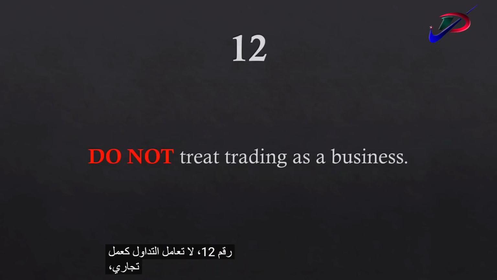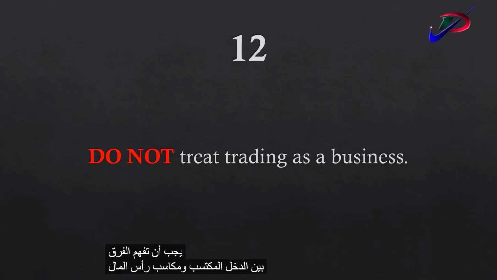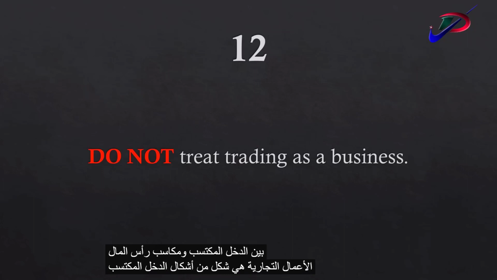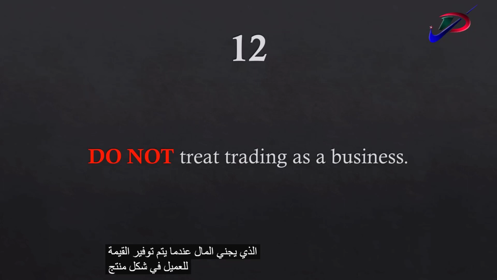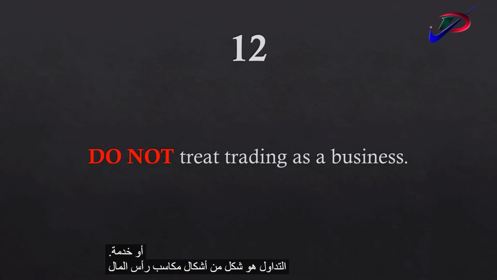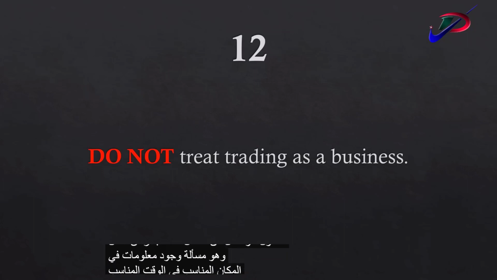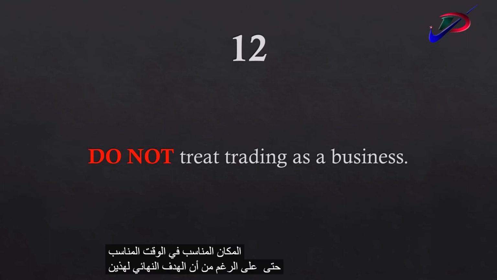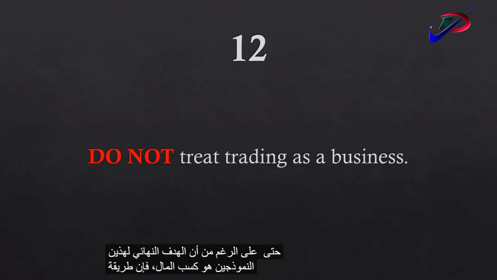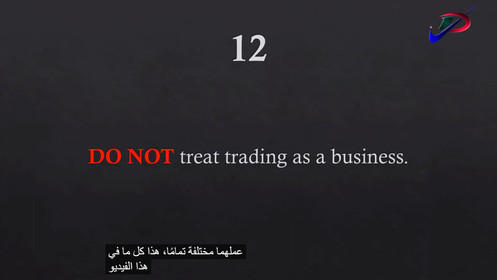Number 12. Do not treat trading as a business. You must understand the difference between earned income and capital gain. A business is a form of earned income, which makes money when value is provided to a customer in the form of a product or a service. Trading is a form of capital gain, which is a matter of having information at the right place at the right time. Even though the ultimate goal of these two forms is to make money, the way they work is completely different.